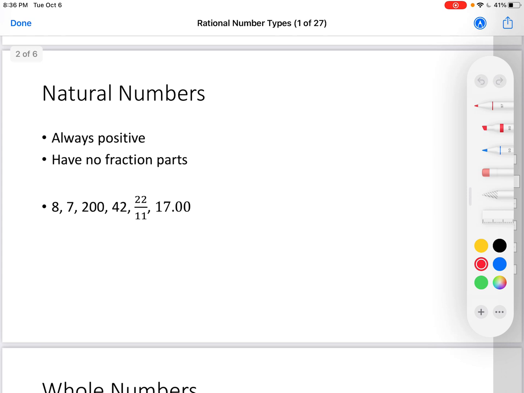Rational number types. First, we have the natural numbers. They are always positive. They have no fraction parts. They look like 1, 2, 3, 4, 5, etc.